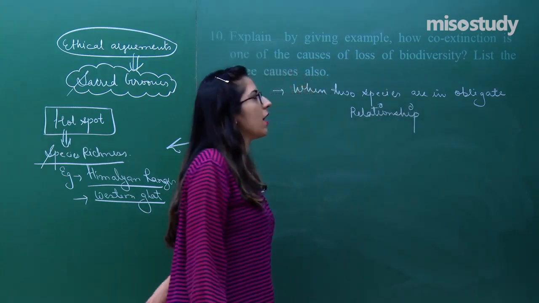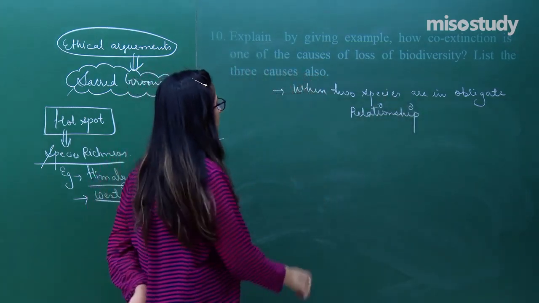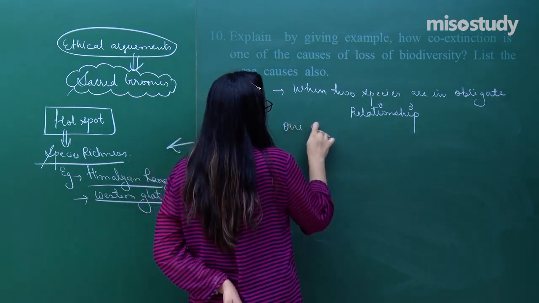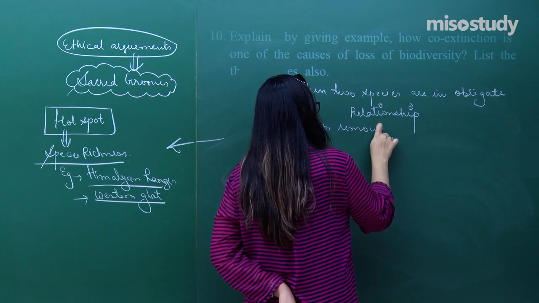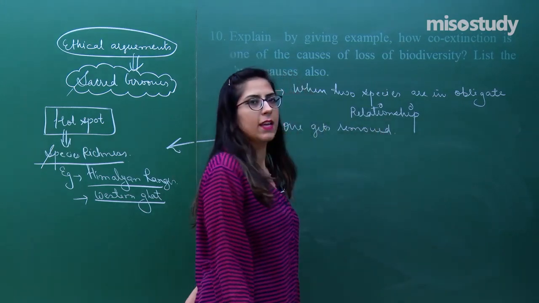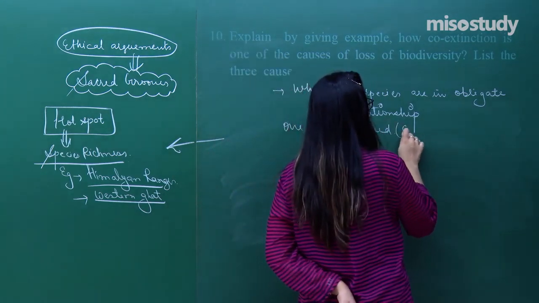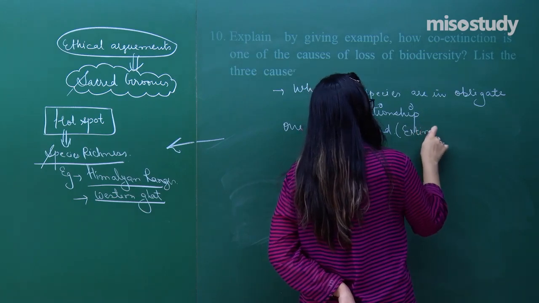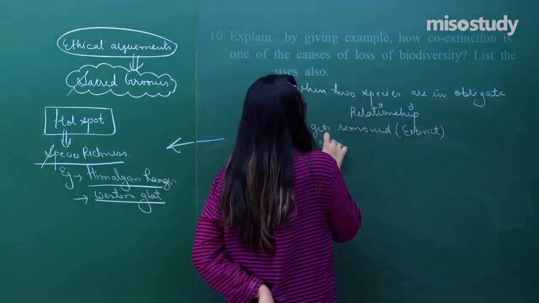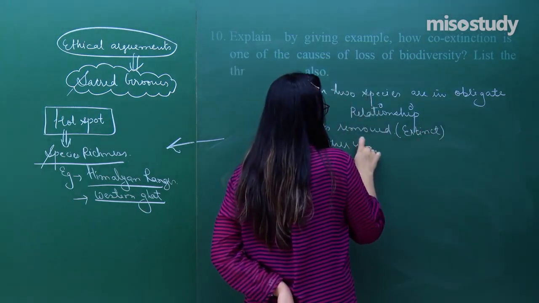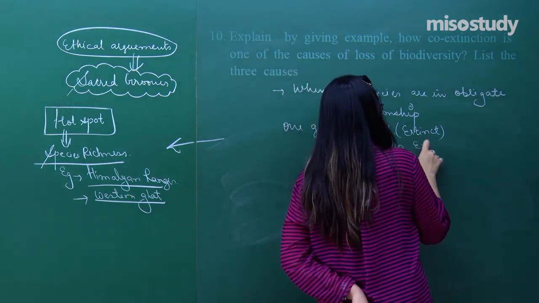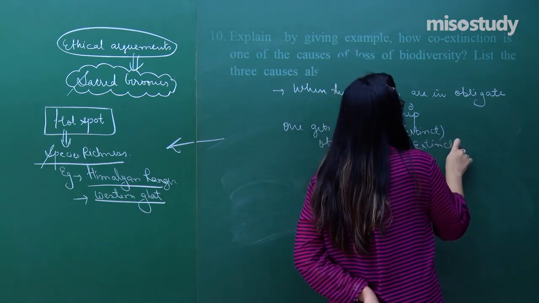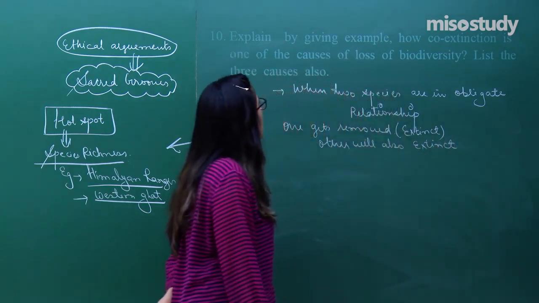when two species are in an obligate relationship, if one gets extinct, the other will also go extinct. This is called co-extinction.